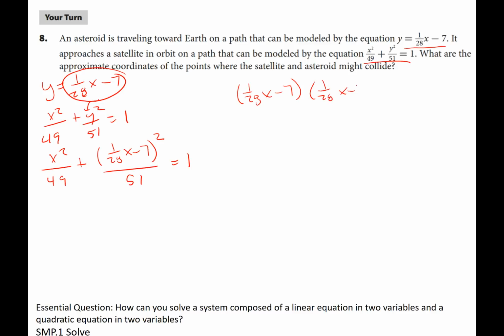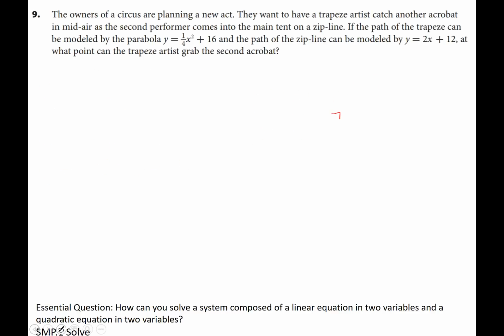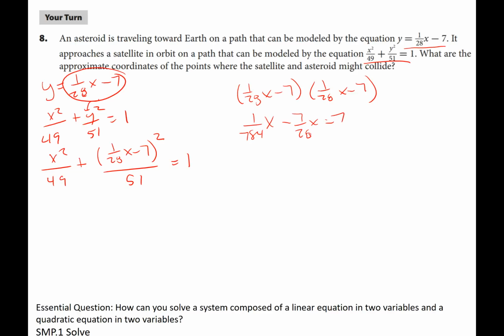So I'm going to do that off to the side. So 1 over 28 times 1 over 28. Sorry, I'm going to have to get my calculator for that one. 28 times 28 is 784. So it would be 1 over 784x squared. And then we would have negative 7 over 28x and another negative 7 over 28x. And then 7 times 7 is 49.